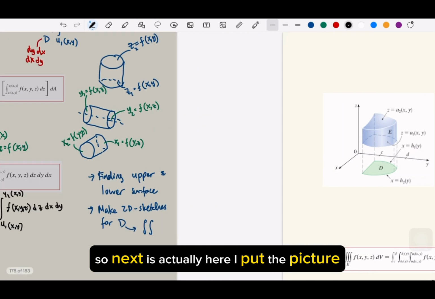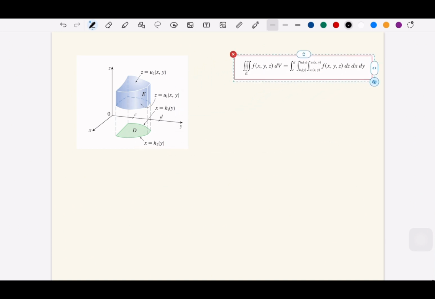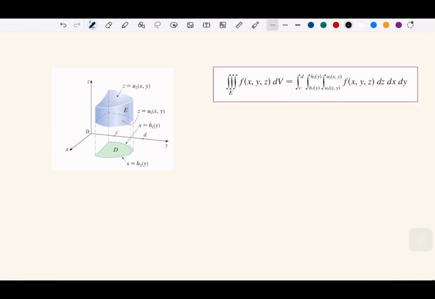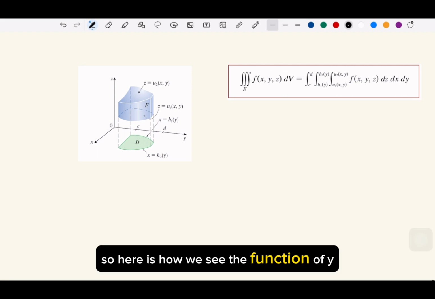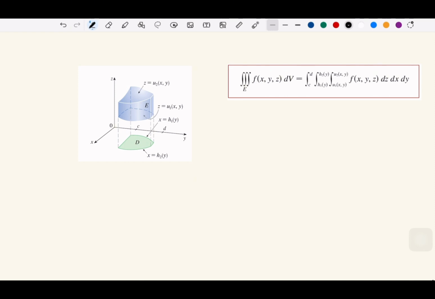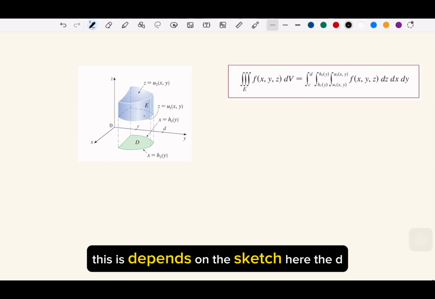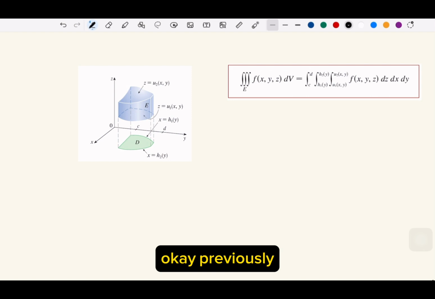So next, here I put the picture. So this is the last one. So here is how we see the function of y as the boundary in the D. So basically, the last two, the outside ones, the constant and the function of one variable, this depends on the sketch here, the D. Okay. It's similar to what we have in the double integrals that we did previously.